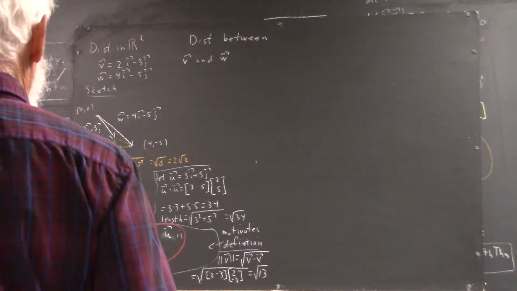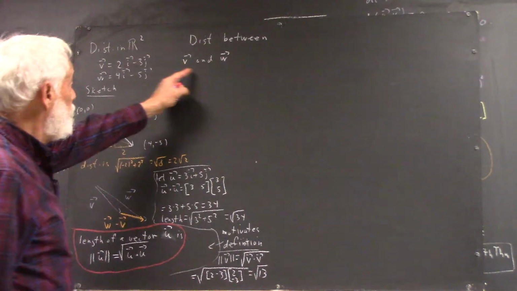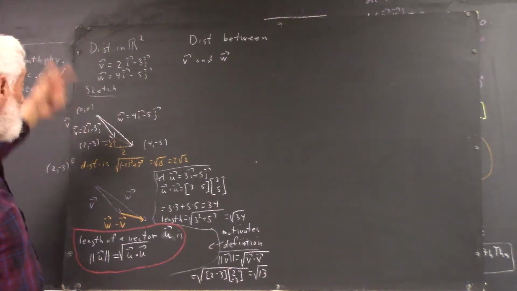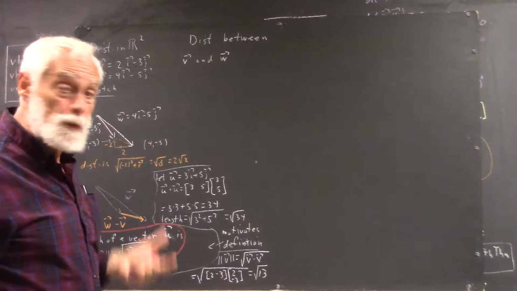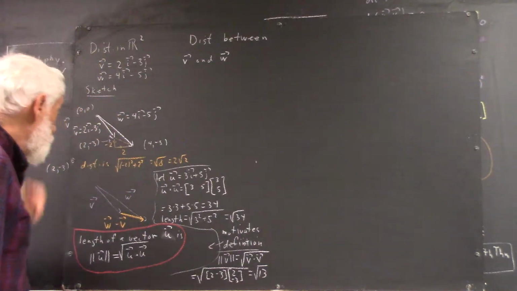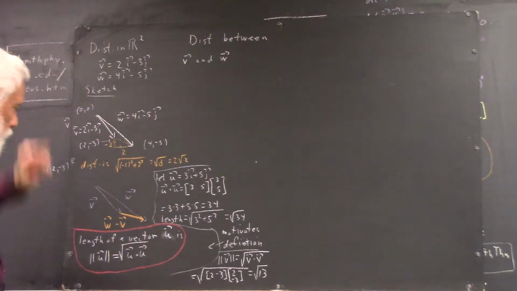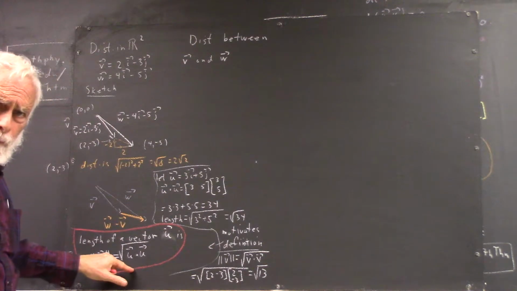Okay, now the question is, what's the distance between v and w, the v vector and the w vector? Now, we just calculated it. It is 2 times the square root of 2. We know that by the Pythagorean theorem. But can we do that in terms of the definition of length?